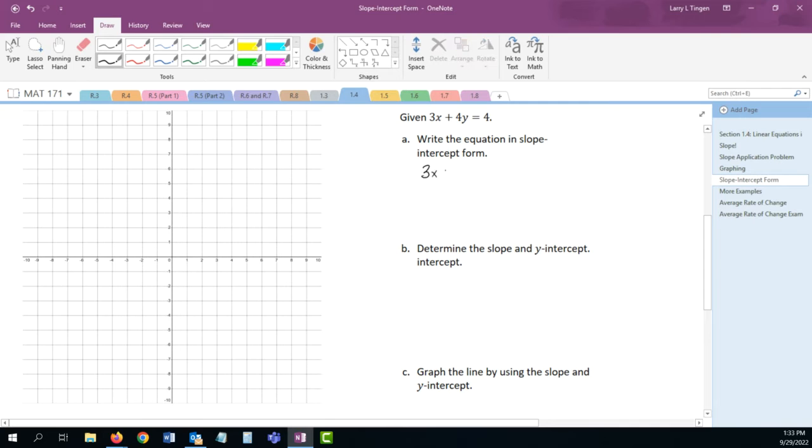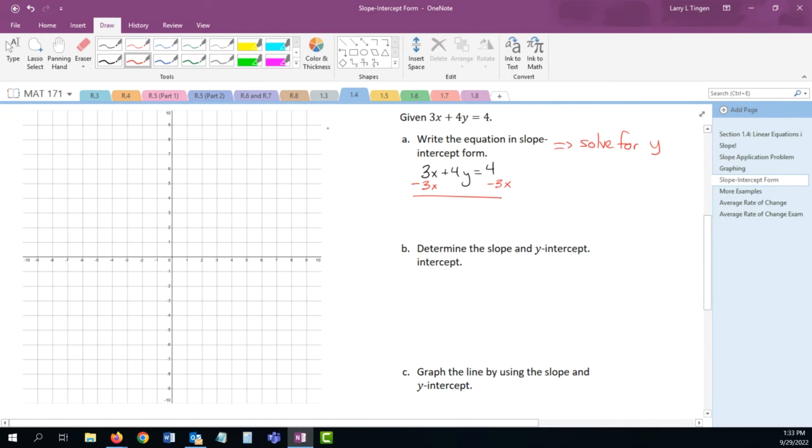Why would I want this in slope-intercept form? Well, for this case, because it told me to do that. Slope-intercept form means solve for y, or get y on the side by itself. So I have a linear equation. Everything that has what I want to solve for, which is y, needs to go to one side, and everything else needs to go to the other.